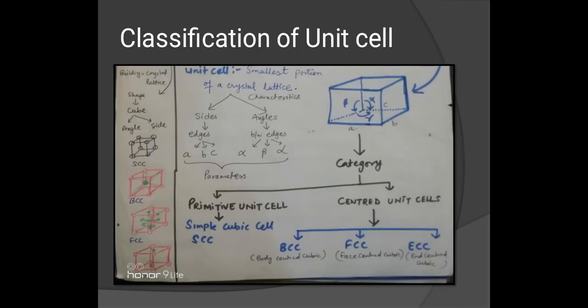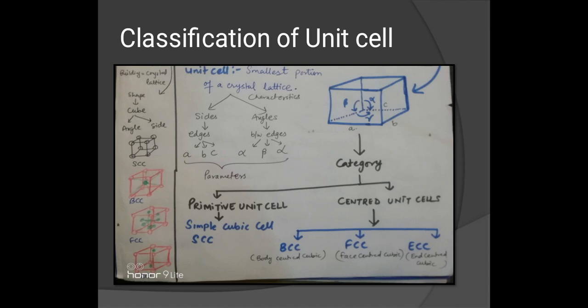Now let's talk about the classification of unit cells. What is a unit cell? A unit cell is the smallest portion of a crystal lattice which comes from the repeating unit. Its characteristics are sides and angles. Sides are edges, and angles are between two edges. Sides always represent the size, and angles always show the shape. Angles make shape and sides make size.